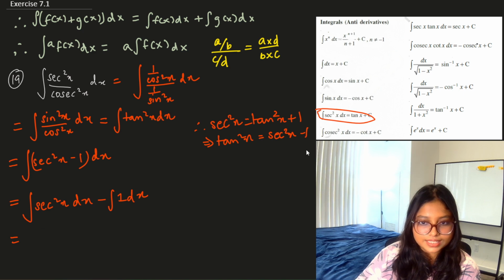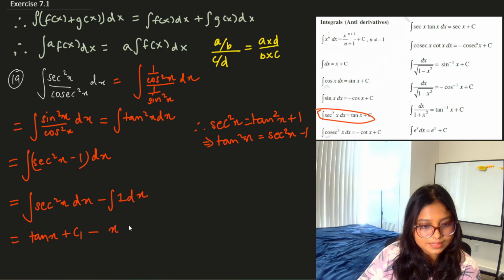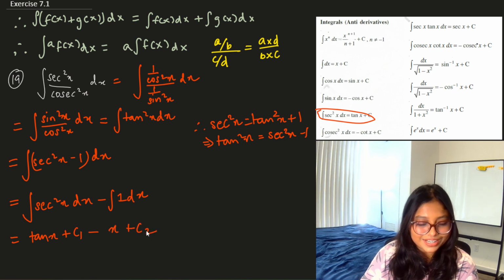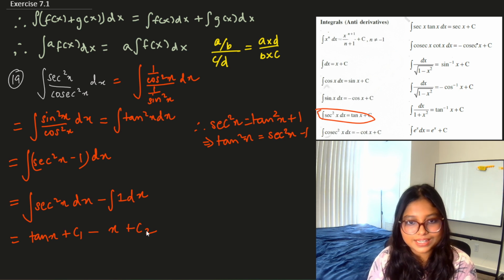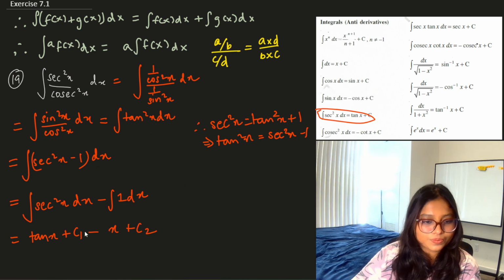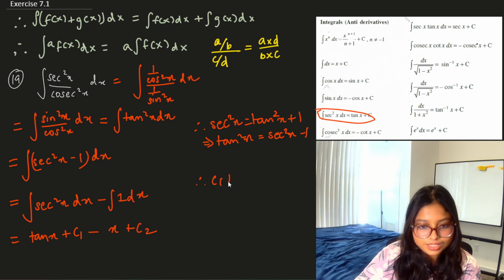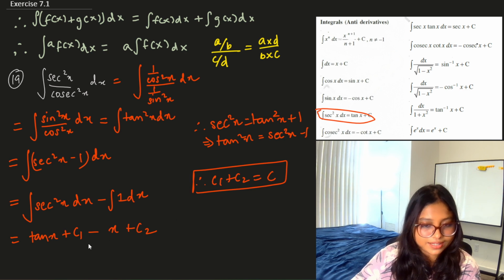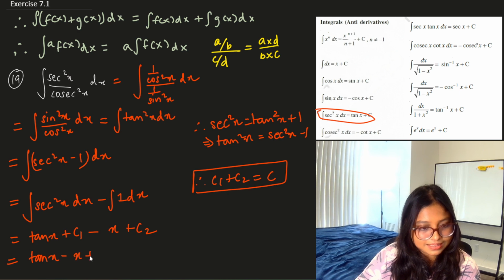We know that the integral of secant square x is nothing but tan x, so we have tan x plus c1, and the integral of 1 is x plus a constant term c2. Ideally I should write this as minus c2, but having a constant as a positive or negative term does not make any significance, so I'm just going to leave it as plus c2. As usual, if you add two constant terms, c1 plus c2, it's still going to be a constant. So I'm not going to have two separate terms, rather one single term, plus c. So after replacing that, we have tan x minus x plus c.